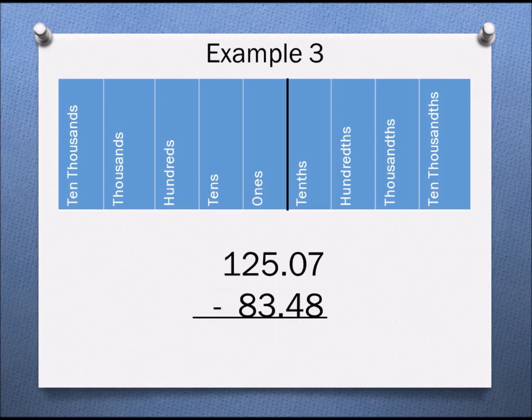Example 3. I have 125.07 minus 83.48. Now when you do subtraction, you have to look for two things. First is still making sure that the decimal places are lined up, but also that the first number, or the top number, is larger than the bottom number. If the top number is smaller than the bottom number, you're going to get negative numbers. So please pay attention to that.